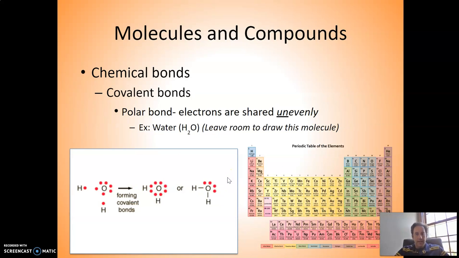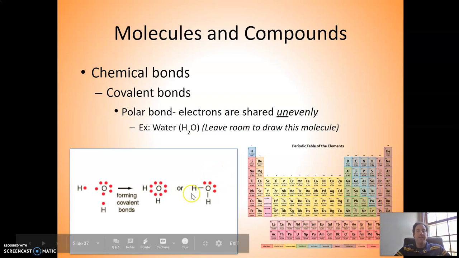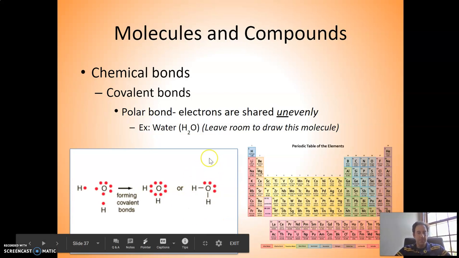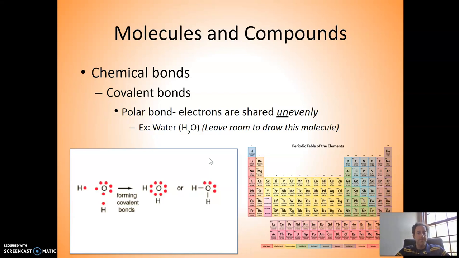And that gives the oxygen atom a slight negative charge and the hydrogen atom a slight positive charge. That difference in charge means that these bonds are polar. The electrons are shared unevenly. And that has some pretty significant implications for water, which we will learn about in our next screencast.